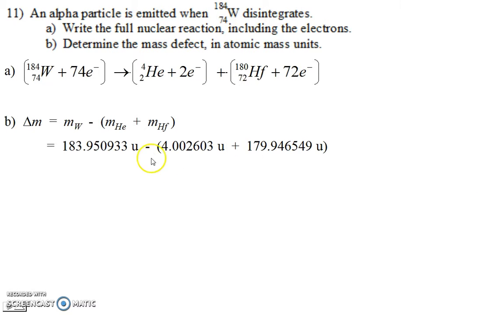Okay, don't just copy what I have here. Make sure you've done this, right? So try it on your own. Make sure you're getting the same ones. This should be the tungsten 184. This should be the helium 4. This should be the hafnium 180.